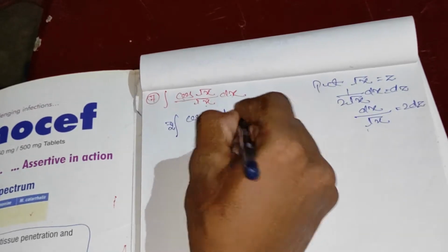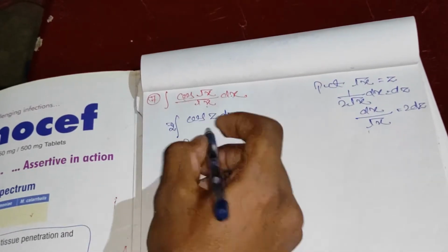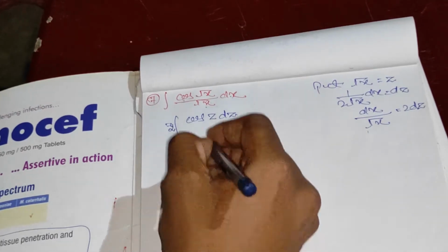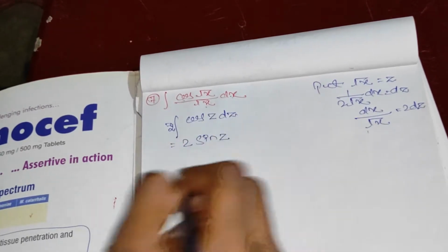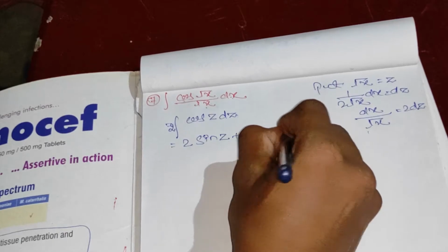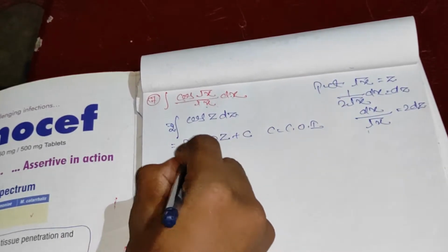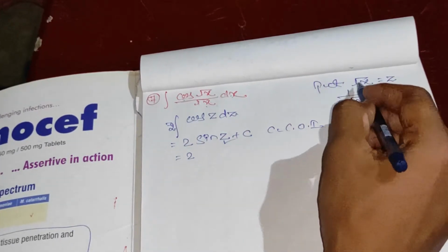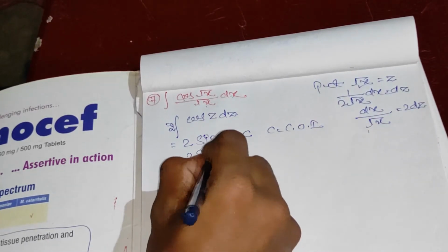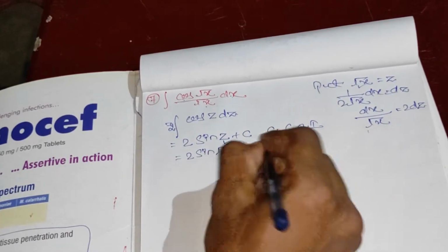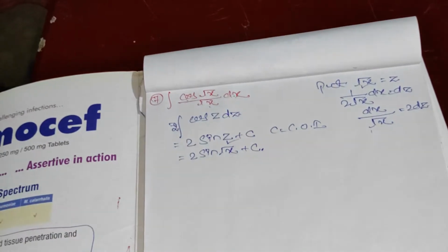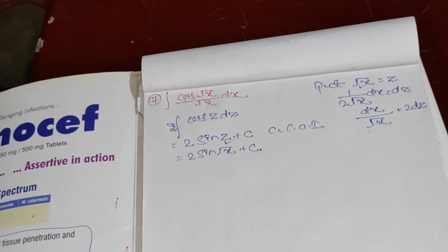2 we will write outside, and we know the integration of cos z dz is sin z. Means sin z plus c, where c is the constant of integration. And the last step is we will replace this z with the original term, so sin of square root of x plus c. So this is the answer of question number 7.